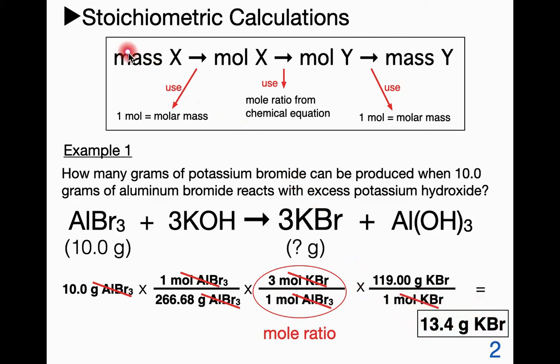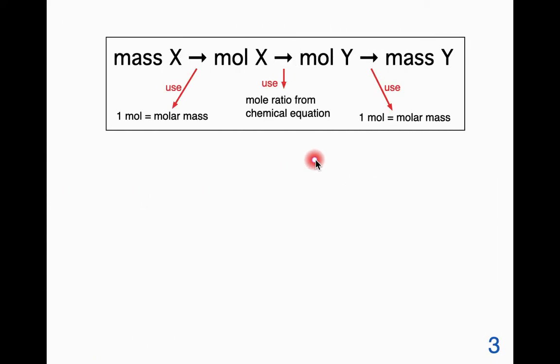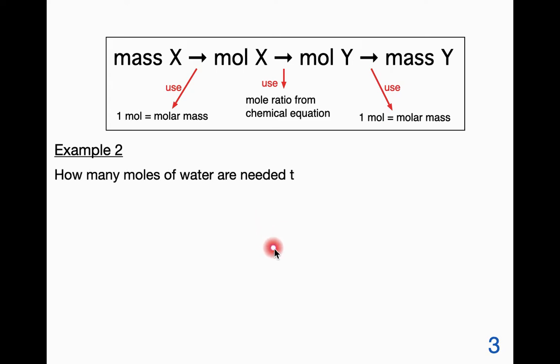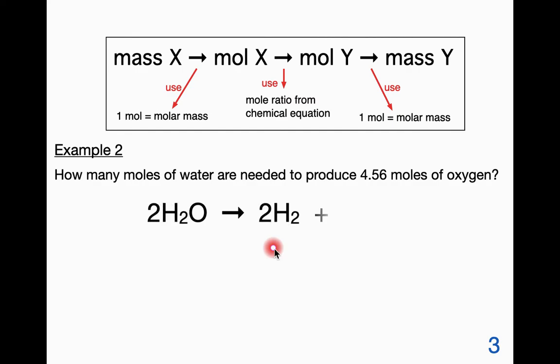Okay, now again, this was a full mass calculation, mass of one substance all the way to mass of another substance. But let's do some variations. I'm going to be using this exact little flow chart here for each of these problems. Okay, next problem. How many moles of water are needed to produce 4.56 moles of oxygen? And now for each of these, we'll need a balanced chemical equation. And so this is our balanced equation.